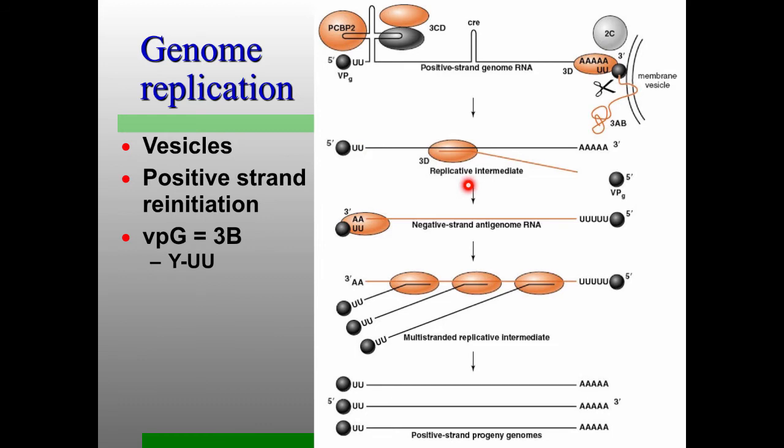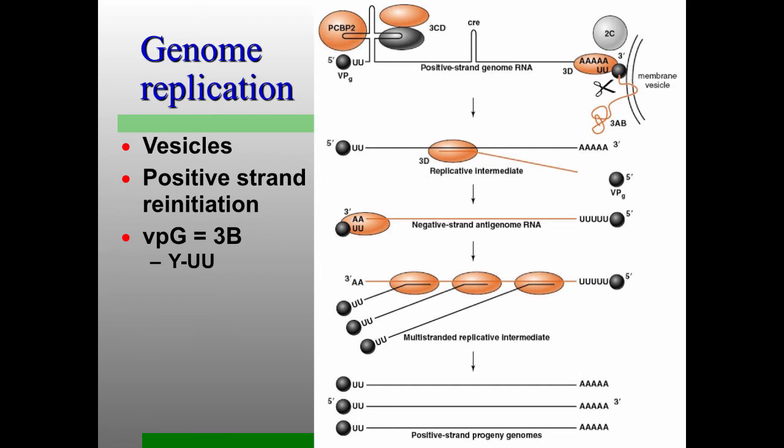Once it gets to the opposite end, it will copy these U's that were attached to VPG back there in the beginning. These now will give you two A's at the end of your antigenome, which of course can base pair with the two U's that have been made on your VPG, so you can make positive strands. Yes, molecular gymnastics, 5' and 3' is important.